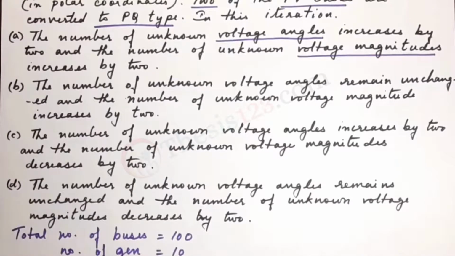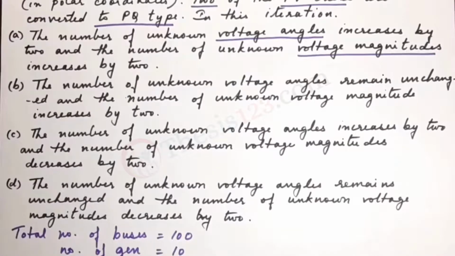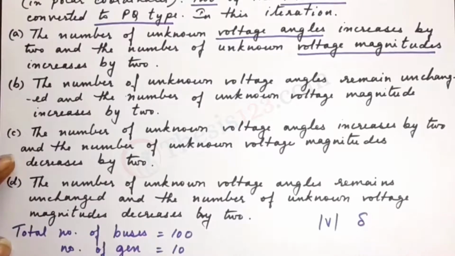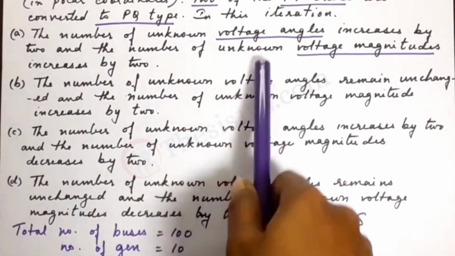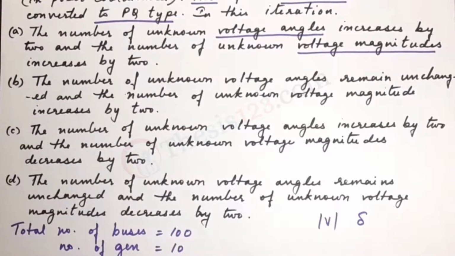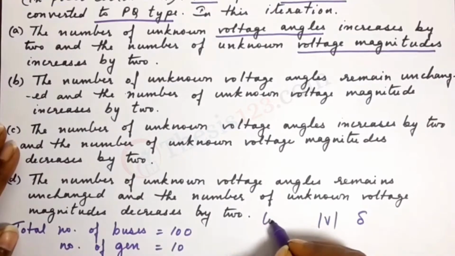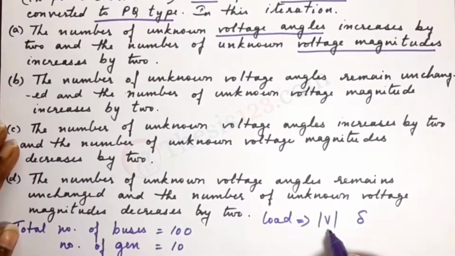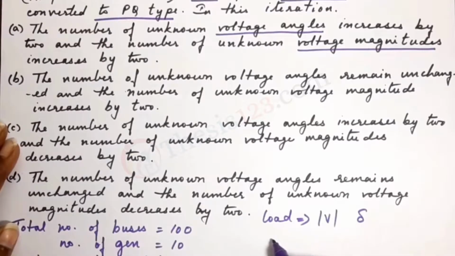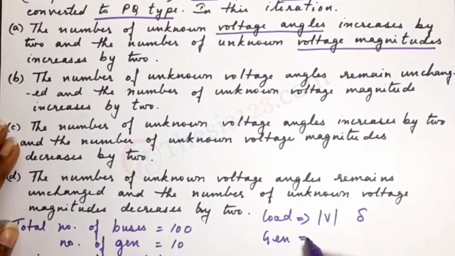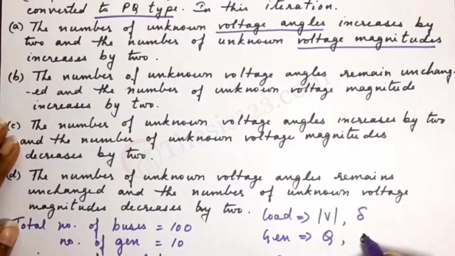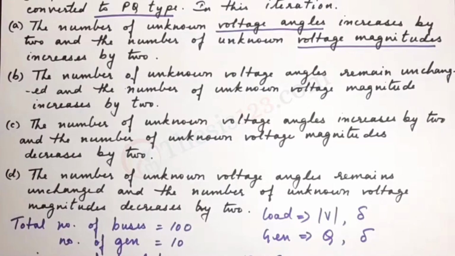Now you should know that at every load bus, the voltage magnitude and the voltage angles must be calculated. Both must be calculated. Both aspects that are given in all of these 4 choices. So at every load bus, we need to calculate the voltage magnitude as well as the voltage angle. And for every generator bus, we need to calculate Q and delta as well.